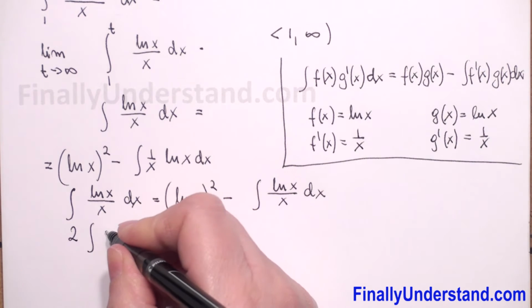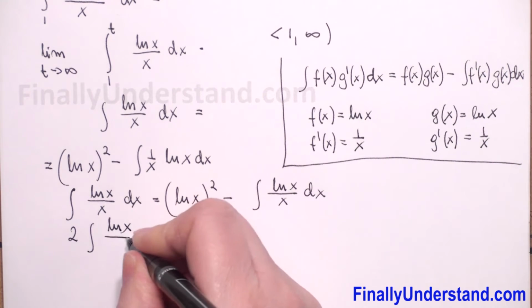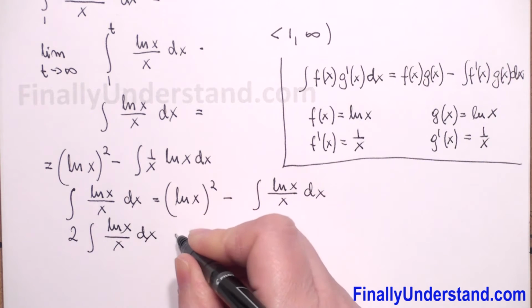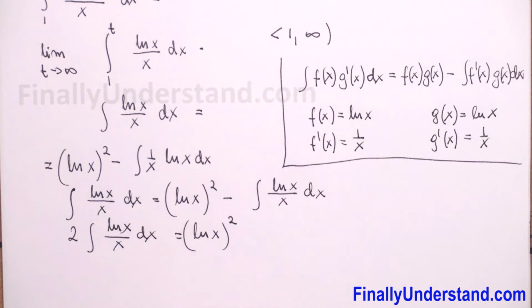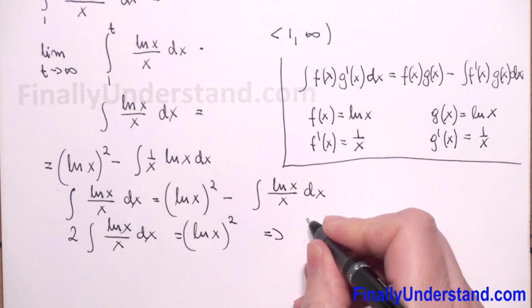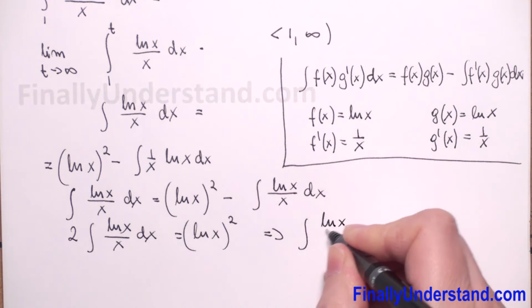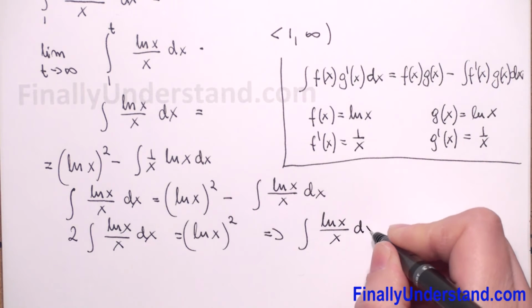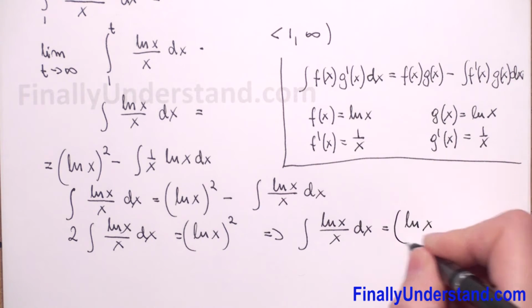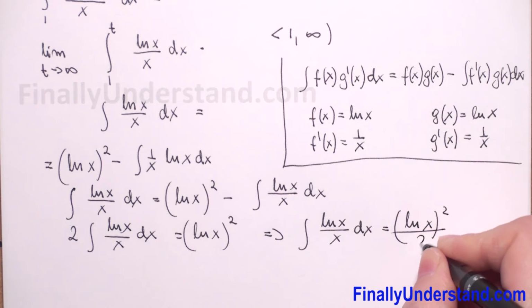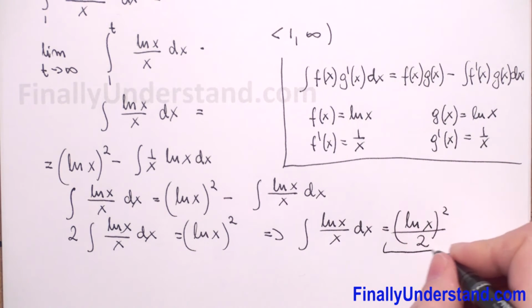2 times the integral of natural logarithm of x over x dx. This is equal to natural logarithm of x to the second power. Now, to find this integral, I will divide both sides by 2. So we have that the integral of natural logarithm of x over x with respect to x is equal to natural logarithm of x to the second power over 2. So we have our integral.